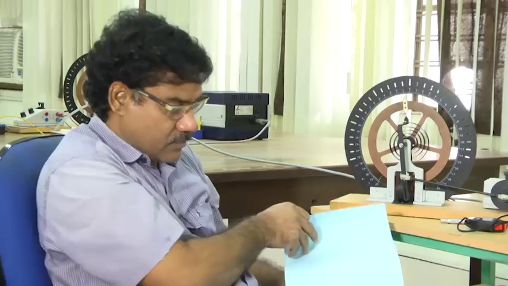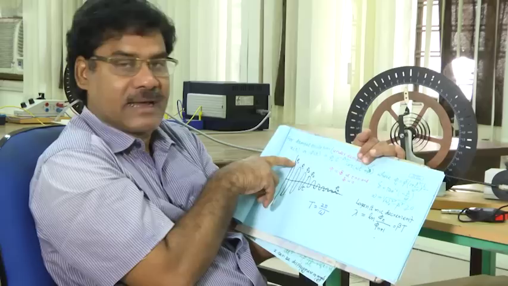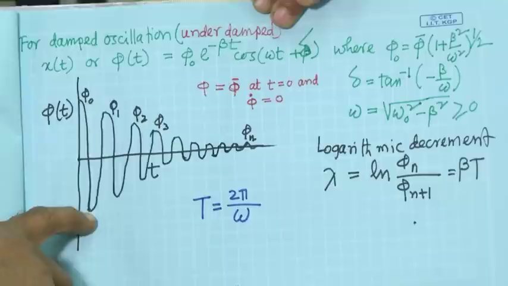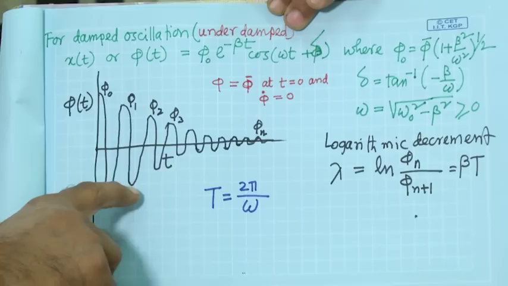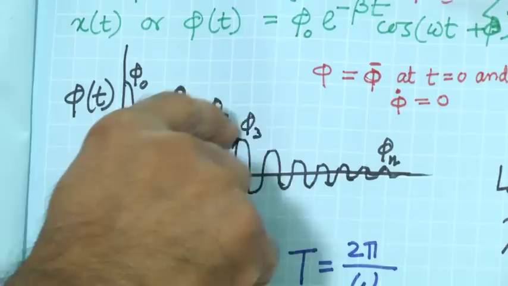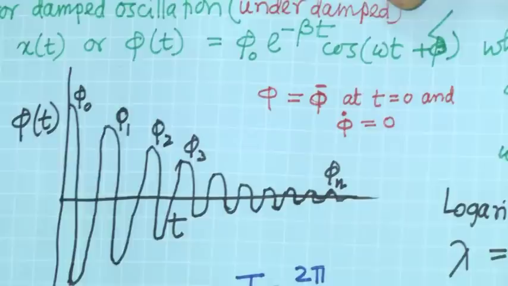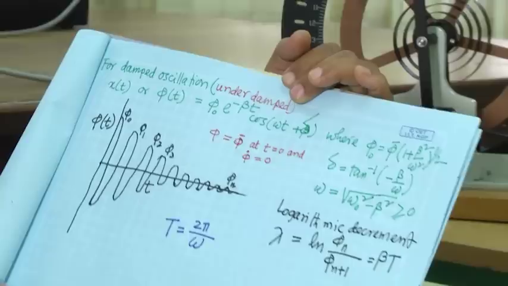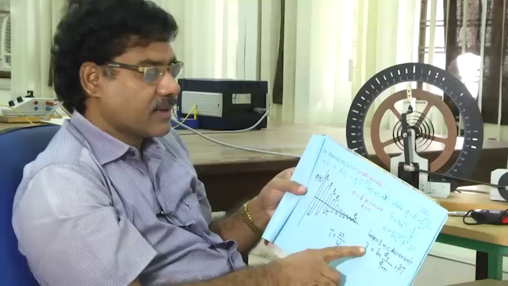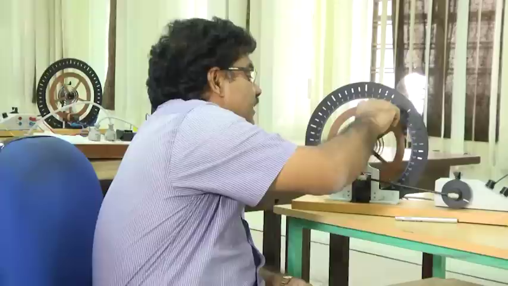Then I will plot this at t equal to 0, then T by 2, T, 3T by 2, 2T. This way I will plot and connect the points. Then I will see how the amplitude is varying, and from there I can find phi n and phi n plus 1, and of course you can calculate the logarithmic decrement. So let me just demonstrate one.